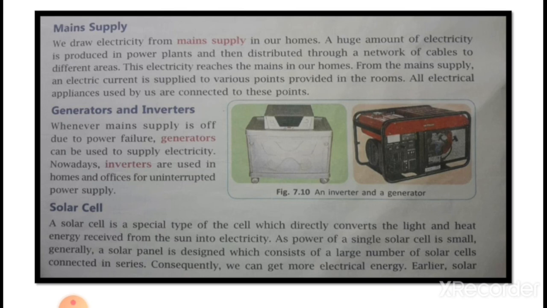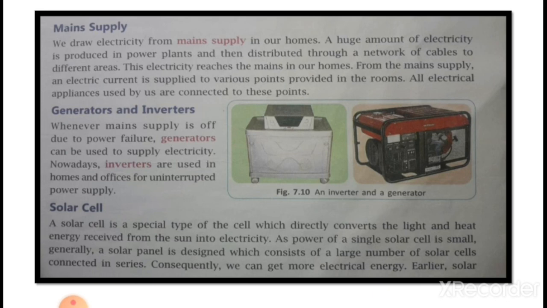Whenever the main supply is off due to power failure, generators can be used to supply electricity. Nowadays, inverters are used in homes and offices for uninterrupted power supply. So generators are another source of electricity; whenever the main supply is off due to power failure, we use generators to provide electricity. Nowadays we are using inverters in order to use the appliances.